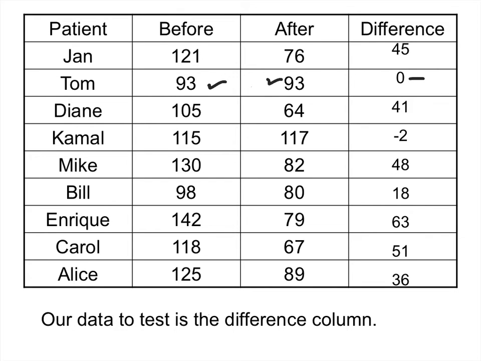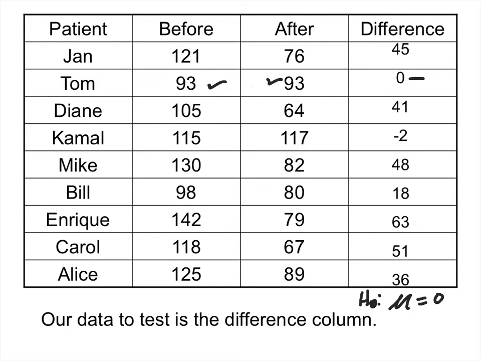0 is the number we use in our hypothesis test. The mean equals 0 is always going to be our null hypothesis. That's a 0. The null hypothesis is always the mean is equal to 0, because that means there's no difference.